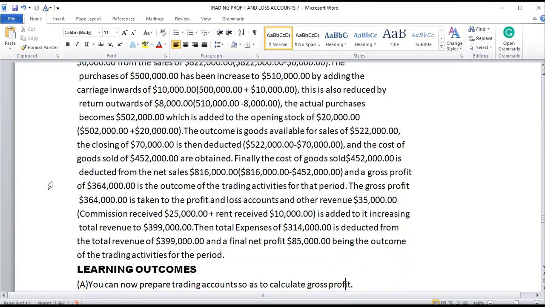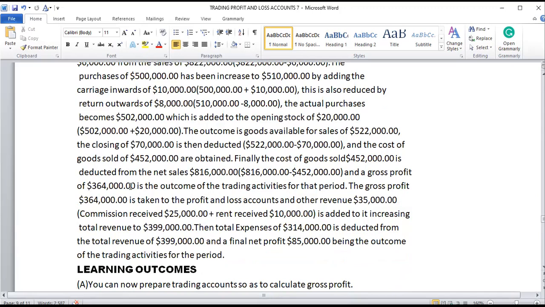So when you get your cost of goods sold, that's $452,000, it is deducted from the net sales. The net sales of $816,000 less cost of goods sold of $452,000 gives a gross profit of $364,000, which is the outcome of the trading activity for the period.